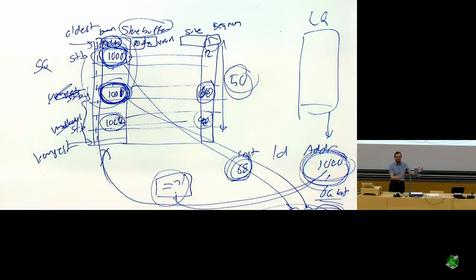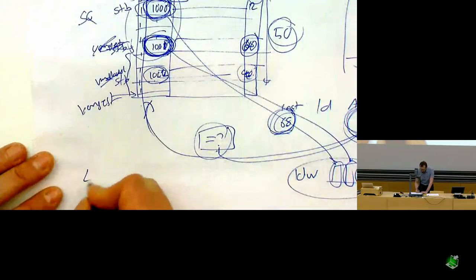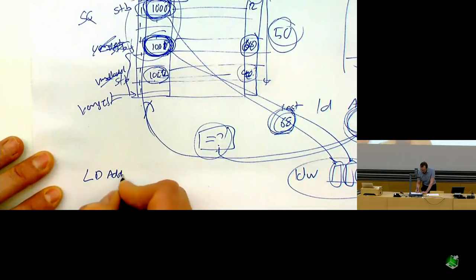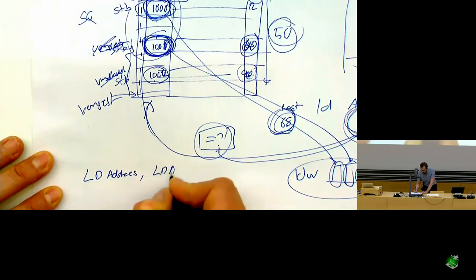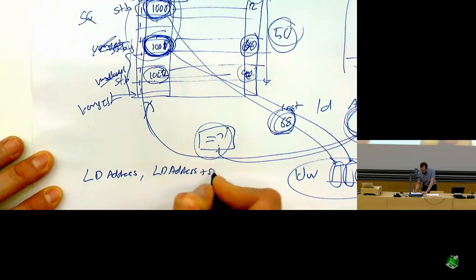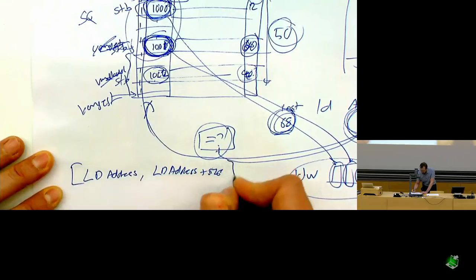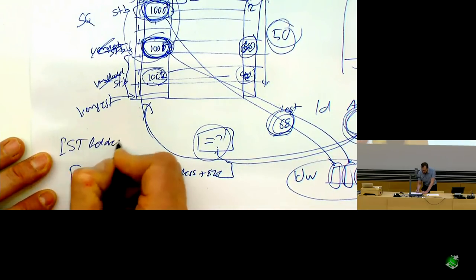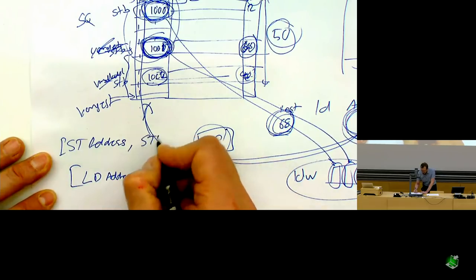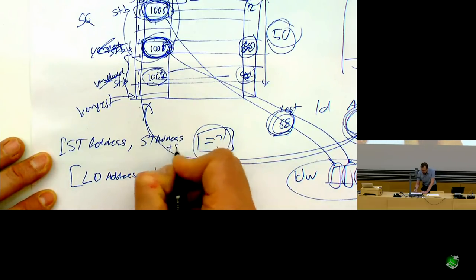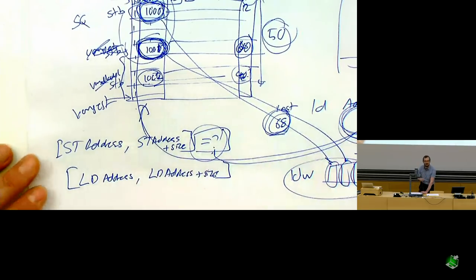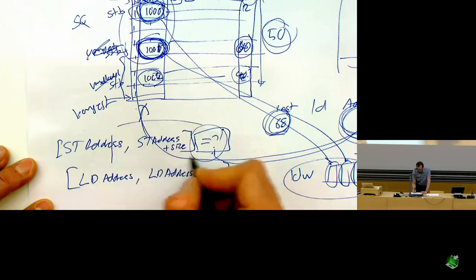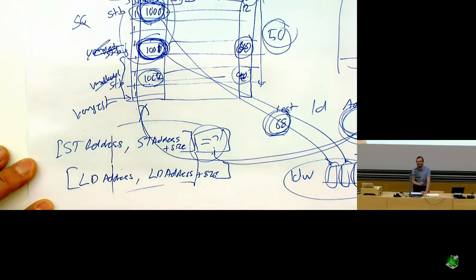So it's an overlap search now, right? It's not an exact address match. You really want to search load address, comma, load address plus size. You need to check if this overlaps with any older store address, comma, store address plus size. It's really a range search, range comparison, as opposed to an exact comparison. And any range that overlaps, you want to get that.